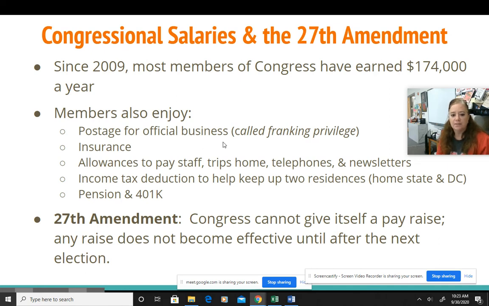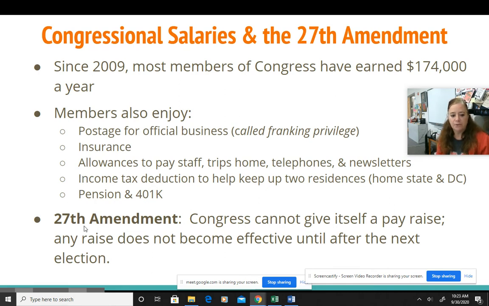They do get allowances to pay their staff and to take trips back to their home states because they do have to go. So let's say you work in Washington, D.C., but your home state is Wisconsin. You still have to be able to go back and work with the people in Wisconsin on some issues too. They get telephones, newsletters, etc. They do get a tax deduction because they have to keep a place in Washington, D.C. to live as well as a place in their home state to live. So they get a little bit of a deduction for that.